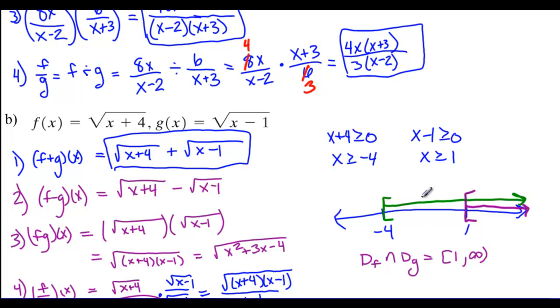The problem is that if we pick something in between here, like 0, and we plug it into this combination, plugging in a 0 here is going to make it negative. Let's talk about this in really non-mathy terms. So let's talk about domain in relation to dating.